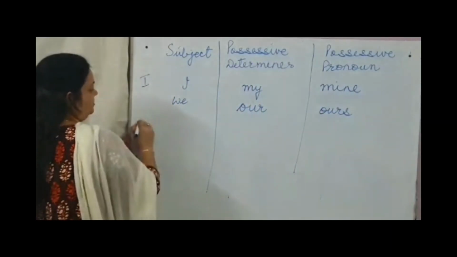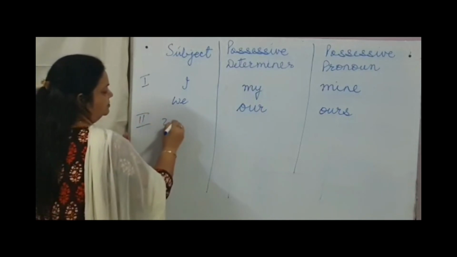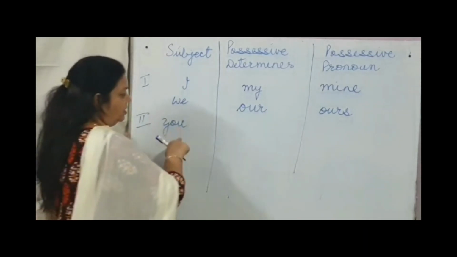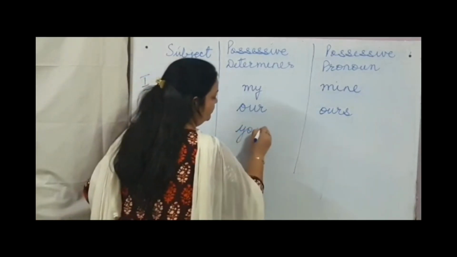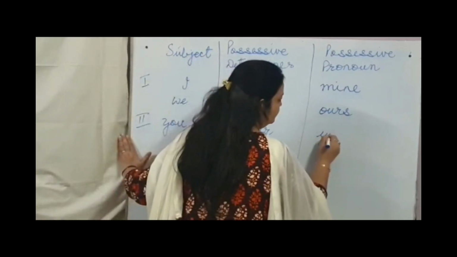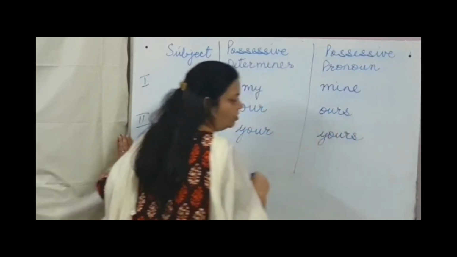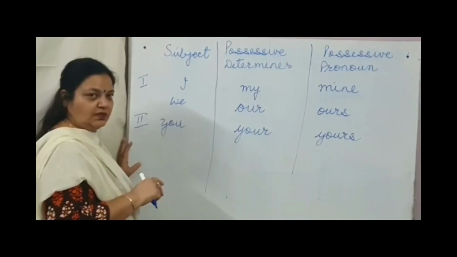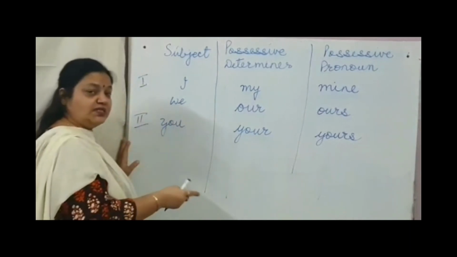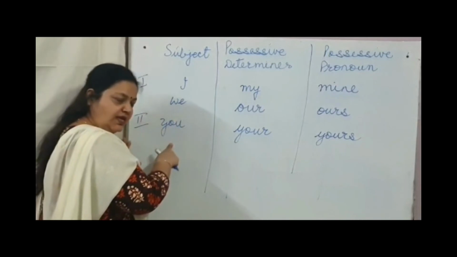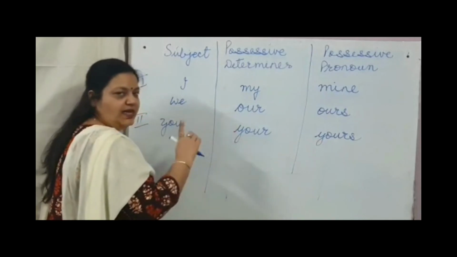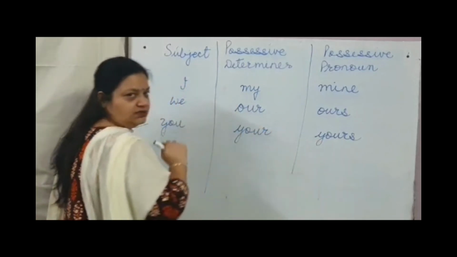Now, this is first person. Your second person, you. Second person, you. You here becomes your, and when taken as a pronoun, it becomes yours. Now we come to second person plural. The same way the second person plural is you only, and its usage is also the same. Determiner it's your and pronoun it is yours.